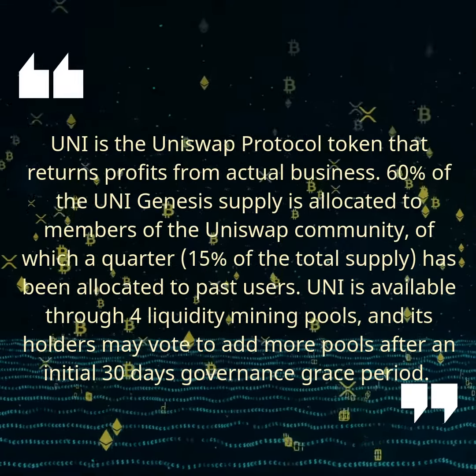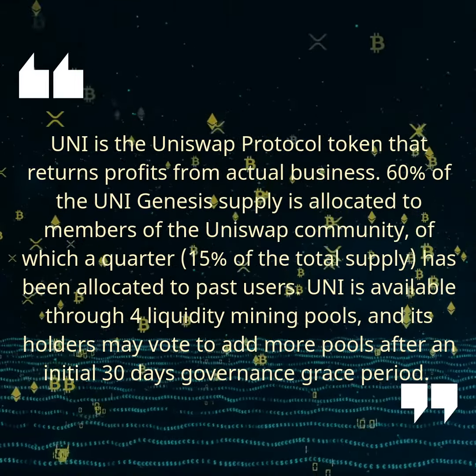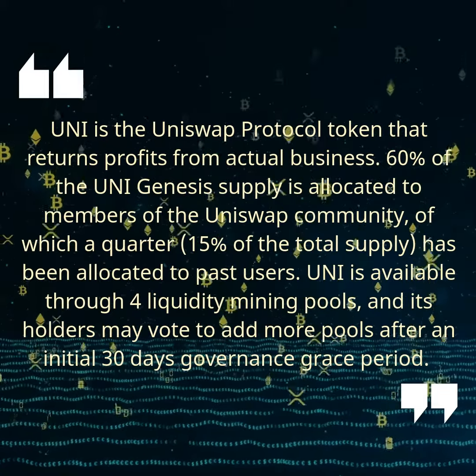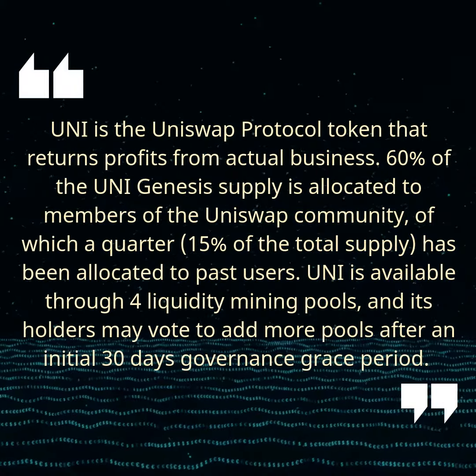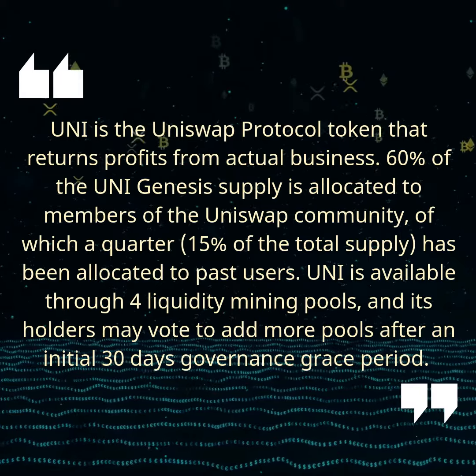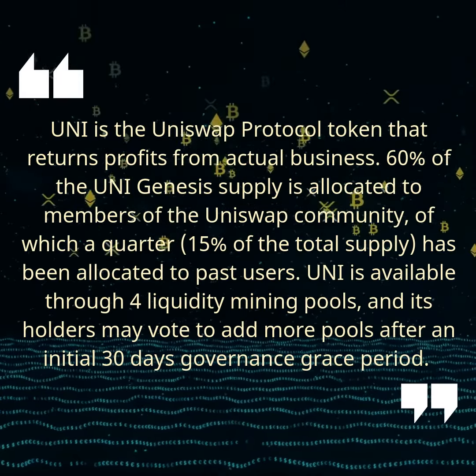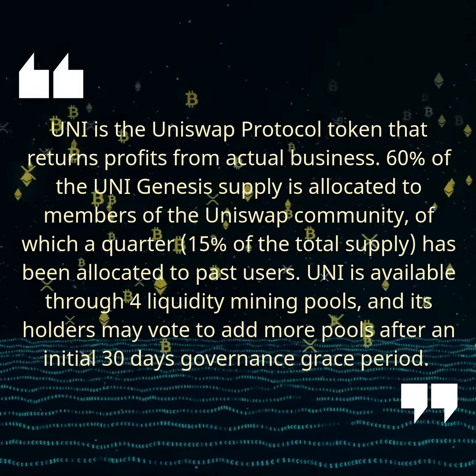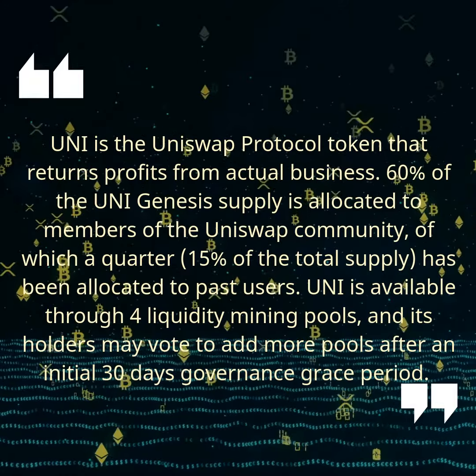60% of the UNI Genesis supply is allocated to members of the Uniswap community, of which a quarter has been allocated to past users. UNI is available through 4 liquidity mining pools, and its holders may vote to add more pools after an initial 30 days governance grace period.